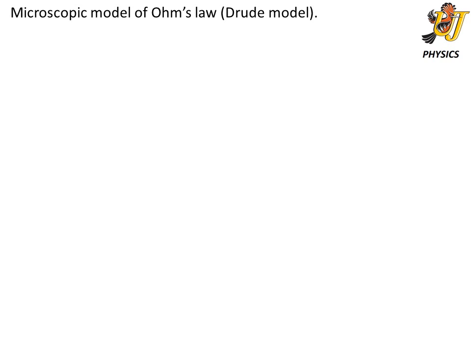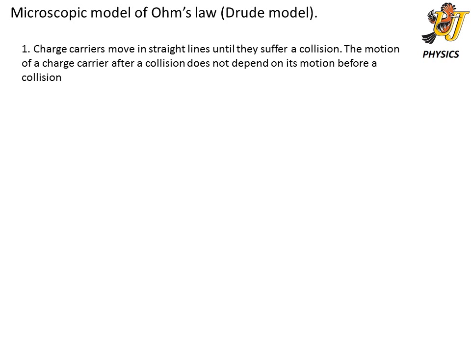Where does Ohm's law come from? We can describe Ohm's law by making two simple assumptions. The first is that as charge carriers move in a conductor and they suffer collisions, charge carriers move in straight lines between collisions. Therefore, if I've got a charge carrier and it suffers a collision, it is scattered, and in between, the charge carrier moves in a straight line.